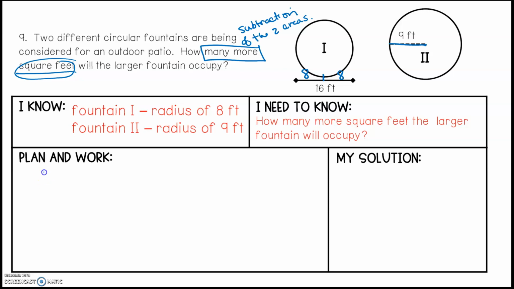So in fountain 1, we use our formula. I take the pi out and put 3.14 in its place, and then I'm going to take the r out and put the radius in its place, which in this case is 8. So we're going to put in our calculator 3.14 times 8 times 8, and we're going to get 200.96 square feet, okay, for fountain 1.